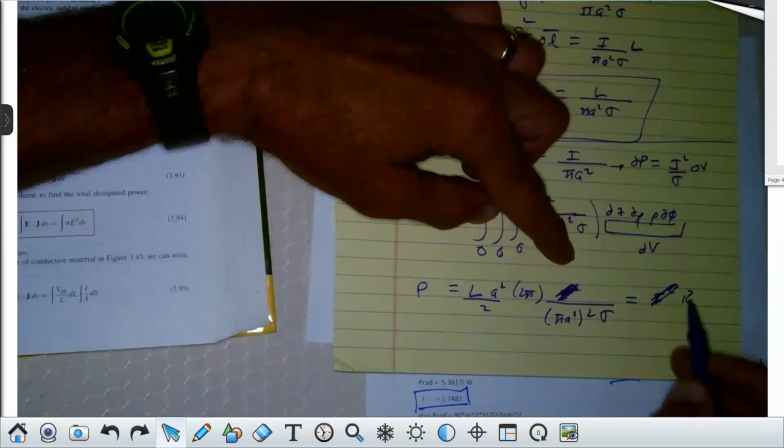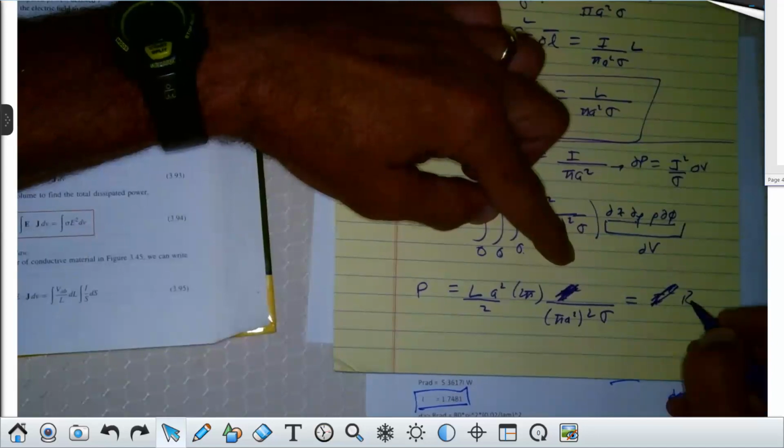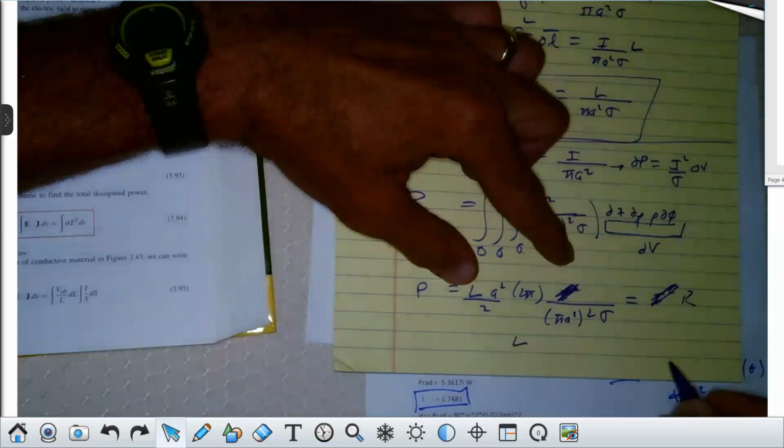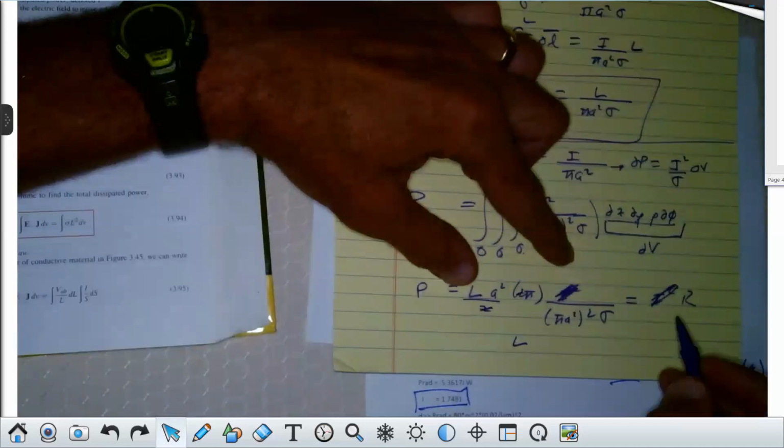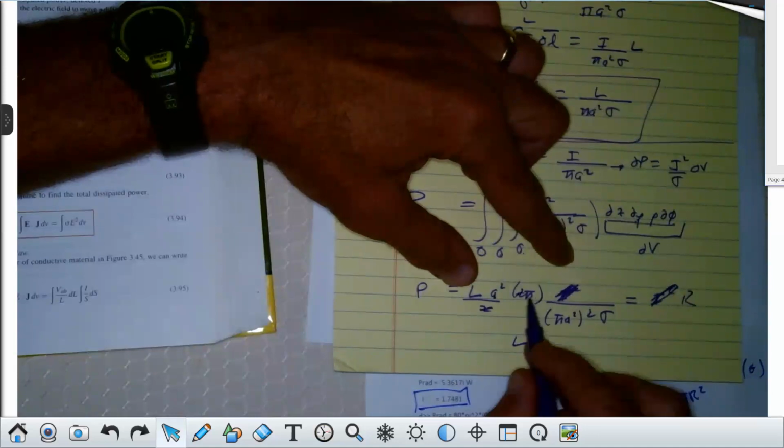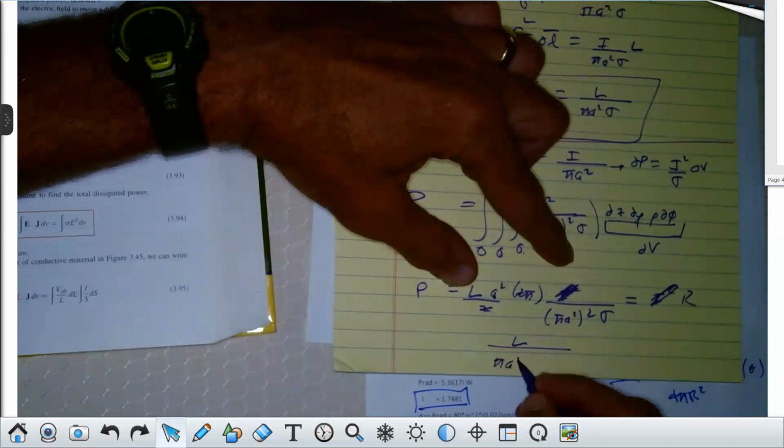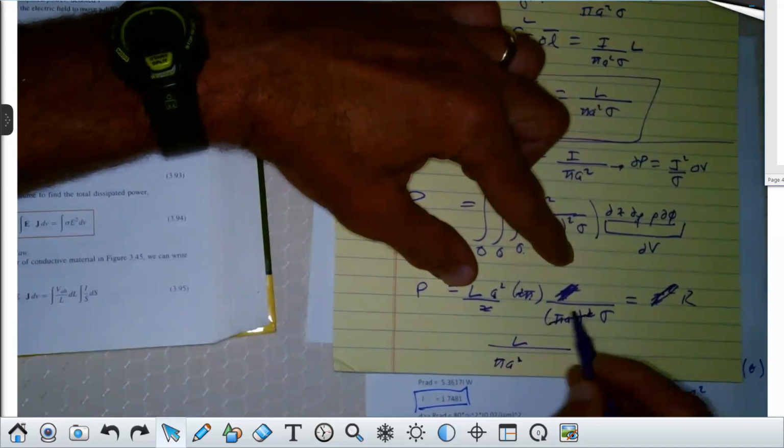So what do you see it becomes? Resistance, or this is I squared times R. When you look at this carefully, what do you end up getting? You get L, right? And then the 2 cancels right there. You've got an A squared times pi here. There's a pi A squared, so I have divided by pi A squared, right? That gets rid of this stuff. And then divided by sigma is R.